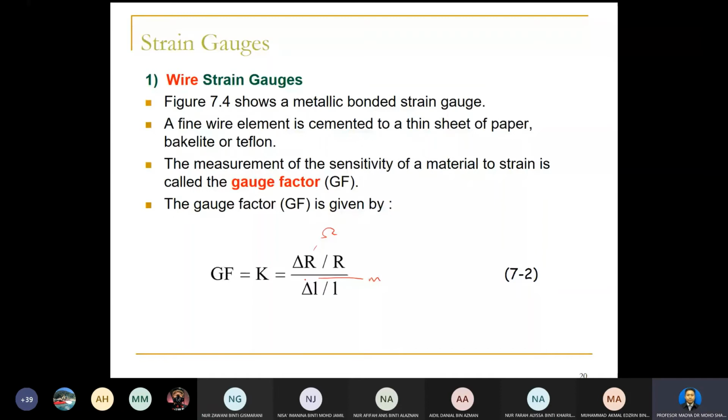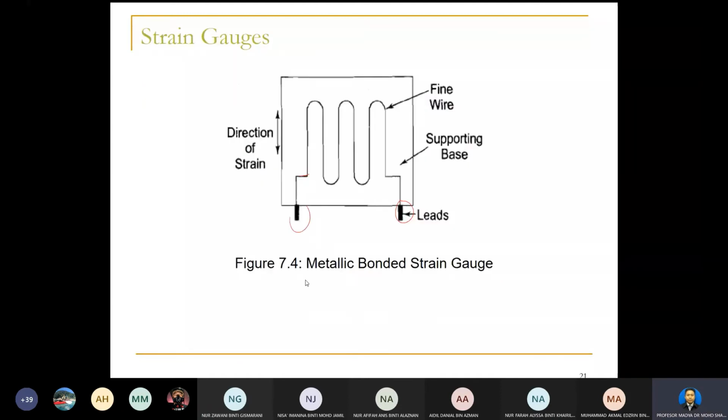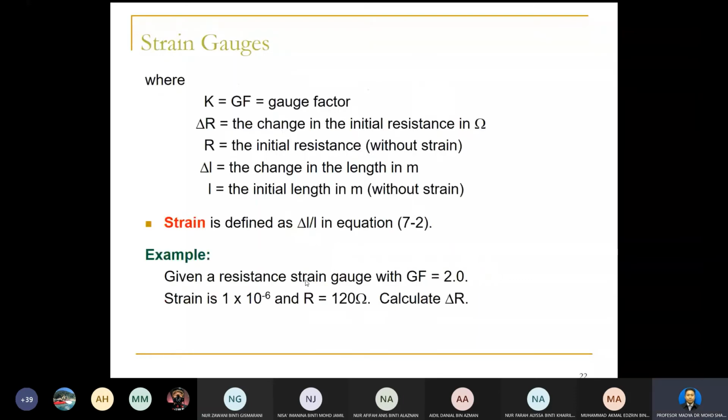So this is some example, using the metallic bond strain gauge. You can straightforwardly use this formula: K equals delta R divided by R, over delta L divided by L.